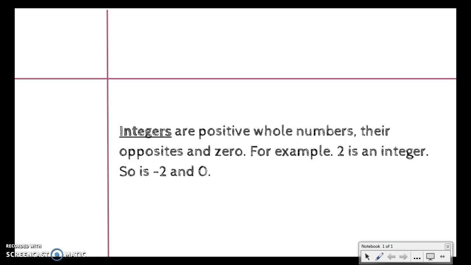So for example, 2 would be an integer. So is -2 and 0. Some other examples of integers would be 3, -33, 18, -12. Okay? Integers are just whole numbers that are positive or negative or 0. Okay? Go ahead and copy this down into your notebook. You will need to know what integers are.